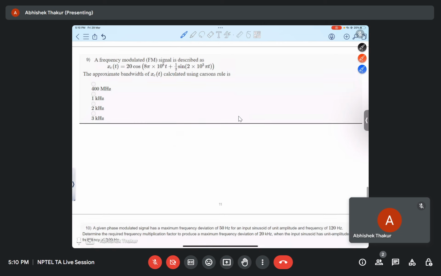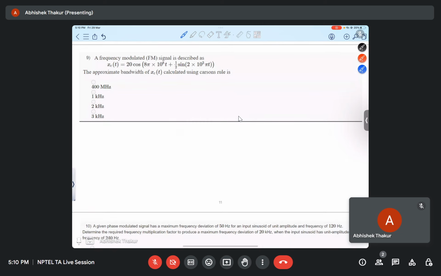So now we'll solve the ninth question, the second last question of this session. In this question, a frequency modulated FM signal is described as x_c(t) equal to 20 cos(8 pi into 10 to the power of 8 t plus half sine(2 into 10 to the power of 3 pi t)). We have to find the approximate bandwidth of x_c(t) using Carson's rule. We have recently seen the formula. The bandwidth of an FM signal with Carson's rule is given as 2 into (beta plus 1) fm.